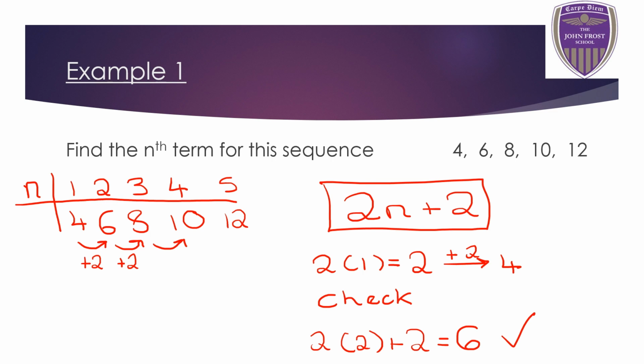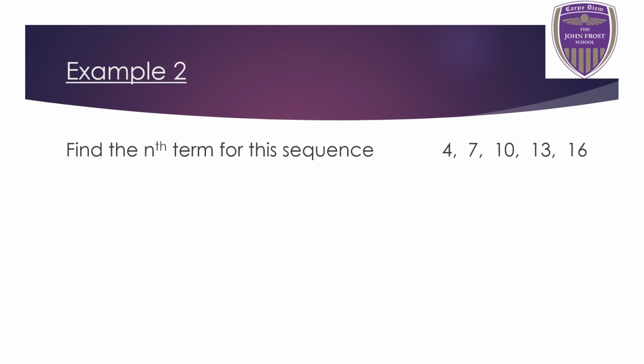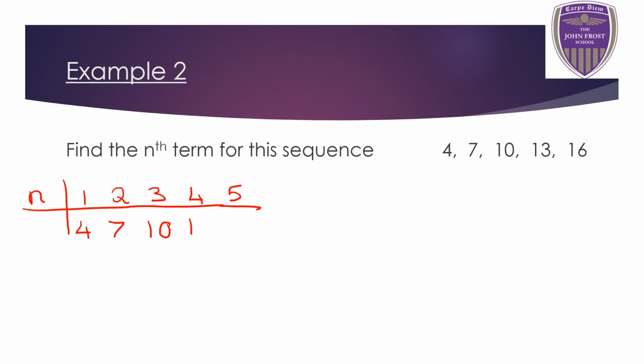Okay, so look at the next example. This time we're finding the nth term for the numbers 4, 7, 10, 13, and 16. So again, I'm going to draw a little table where we've got the first, second, third, fourth, and fifth numbers in the sequence. The first is 4, the second is 7, 10, 13, 16.